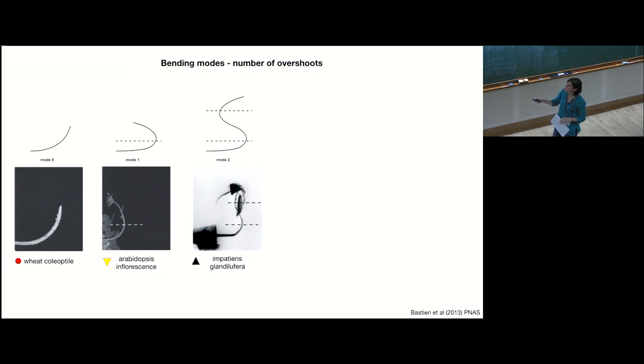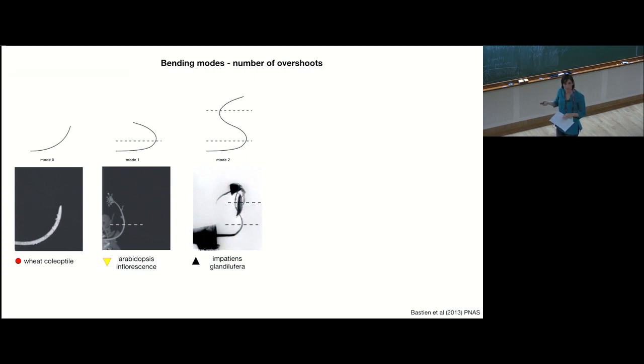Mode 1 is when there is 1 overshoot, as you can see here. This is a snapshot in Arabidopsis. In this particular example, in the whole movie you have only one time an overshoot, and therefore this is classified as mode 1. In the example of impatiens, you can see that in one of the snapshots, you have 2 overshoots. So it has this S shape, and this is mode 2, okay? Mode 3 would be another overshoot, but they didn't find a plant that has that. They usually stabilize before that, okay?